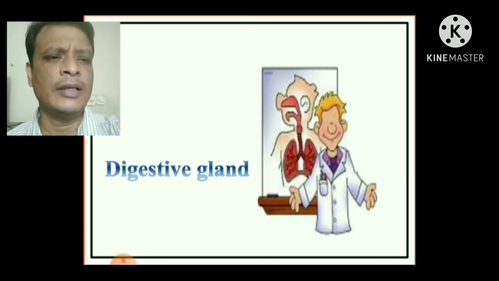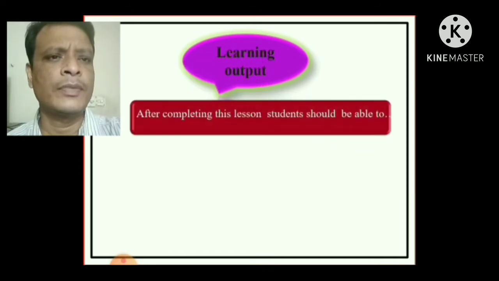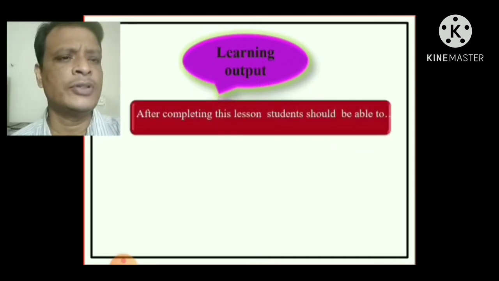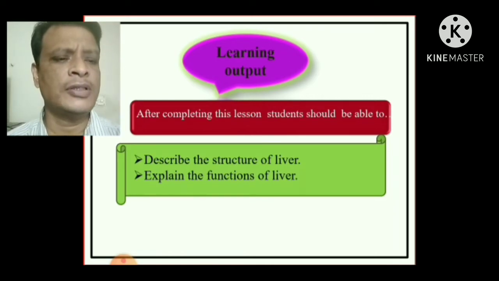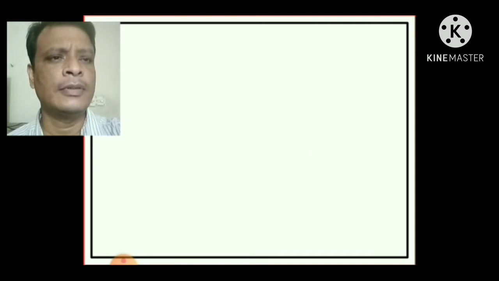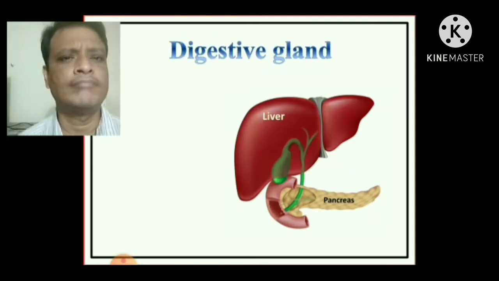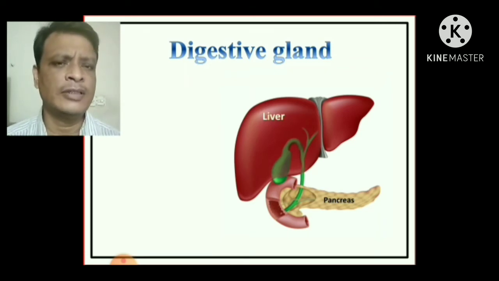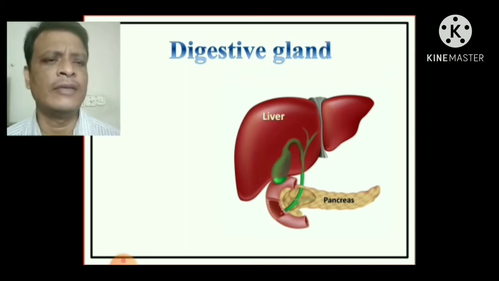The digestive glands. The learning outcome: after completing this lesson, students should be able to describe the structure of the liver and explain the functions of the liver. Now, as you know, the human digestive system has 5 digestive glands. The largest digestive gland is the liver.